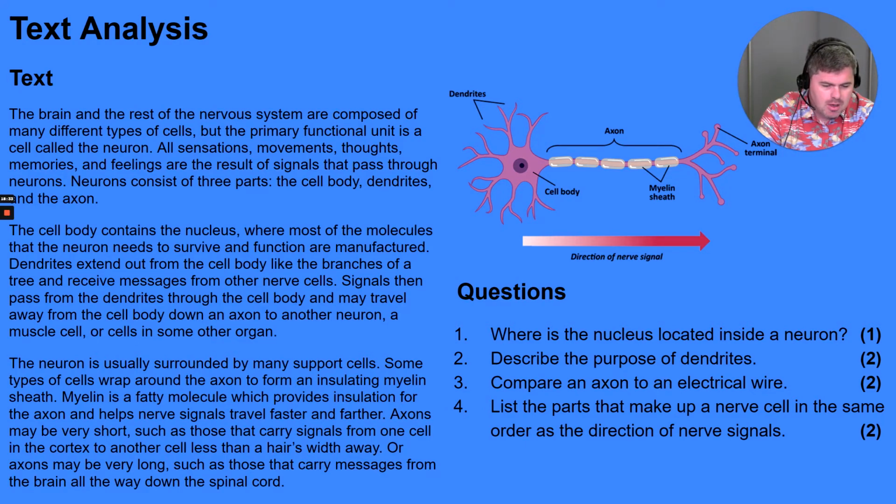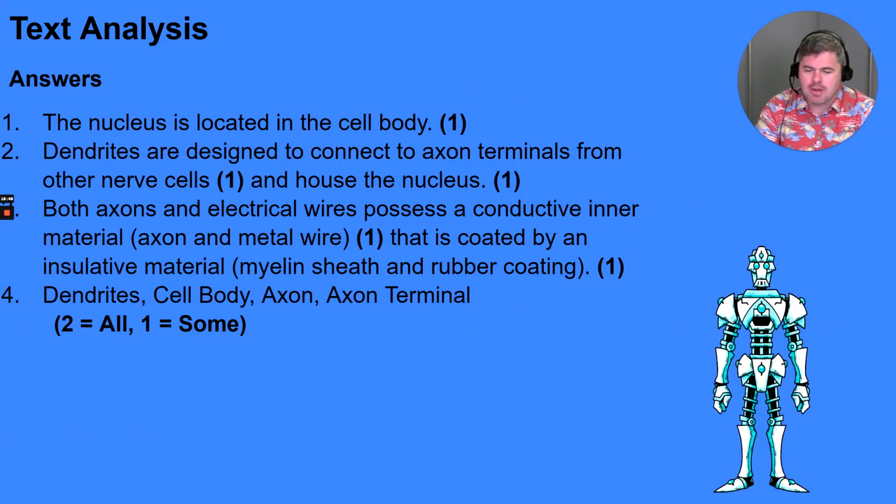Question 3, compare an axon to an electrical wire. Now this one, you're going to have to use some pre-existing knowledge. You know how an electrical wire works. It's a piece of copper metal that has rubber wrapped around it. So, for this answer, both axons and electrical wires possess a conductive inner material. So it's an axon and metal wire. That's worth 1 mark. That is coated by an insulative material, myelin sheath and rubber coating. That is worth 1 mark.